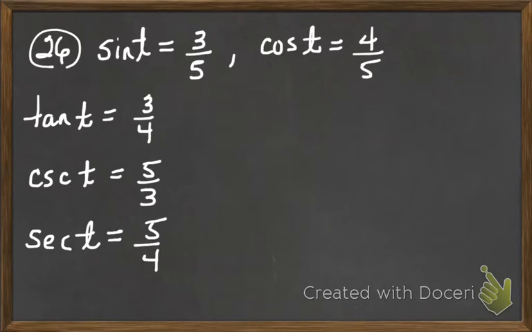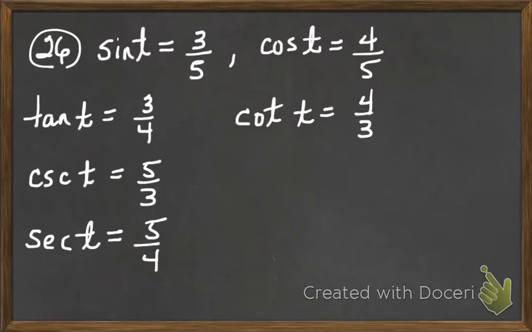5/4. And then lastly, they're asking you for the, did I miss tangent? No, we did tangent. Lastly, they're asking you for cotangent. So cotangent, you could do cosine over sine, or I like to go back to tangent and just flip tangent over, because cotangent is the reciprocal of tangent. That would end up being 4/3.